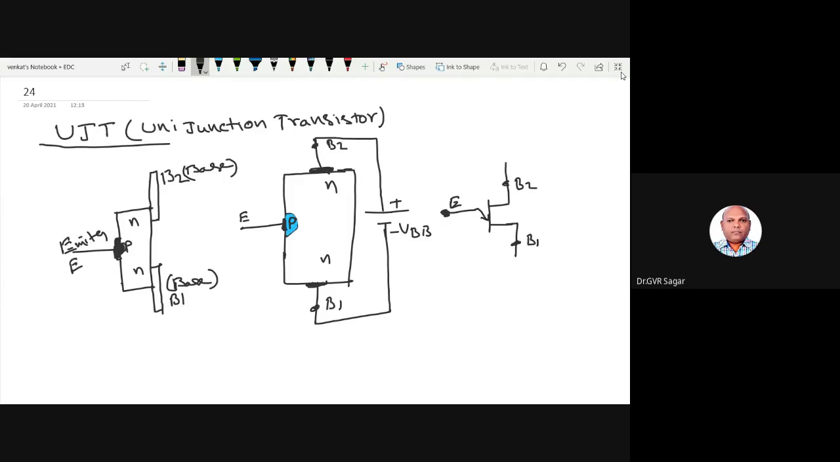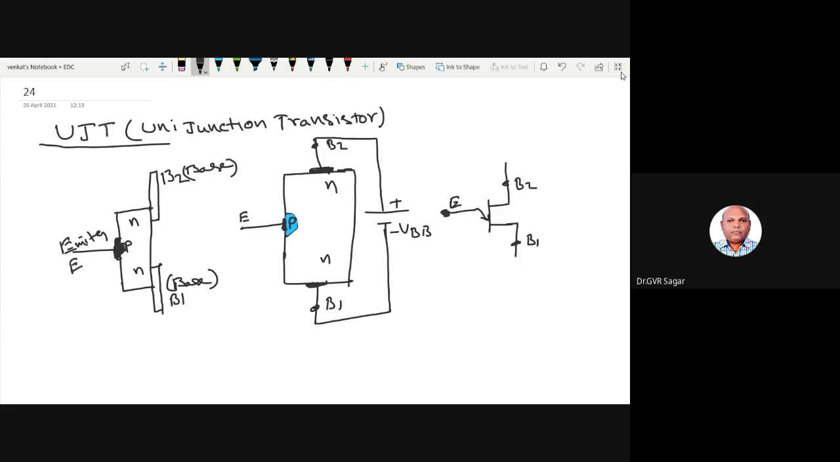Construction means you take the entire bar. On this entire bar, you place a small amount of P material, doping impurities to form a small region of P material. From this P region, the terminal taken out is called the emitter, and from the two other ends of the N region, two leads are taken out, base 1 and base 2. You can interchange this base 1 and base 2 also.